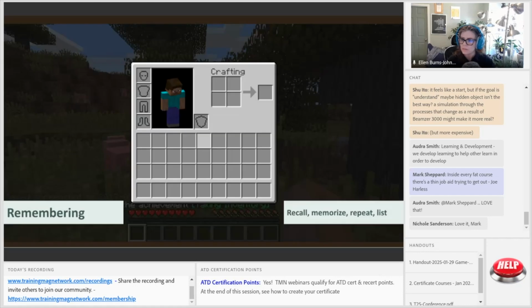Okay, so this is a screenshot from the very beginning of a new game. You don't have much for your player. You're looking at your player, you're looking at your inventory, and you don't really have anything. The remembering level, right? That we're just thinking about recalling information. Can you find stuff in the USB stick of your head? There's not a lot of stuff happening here.